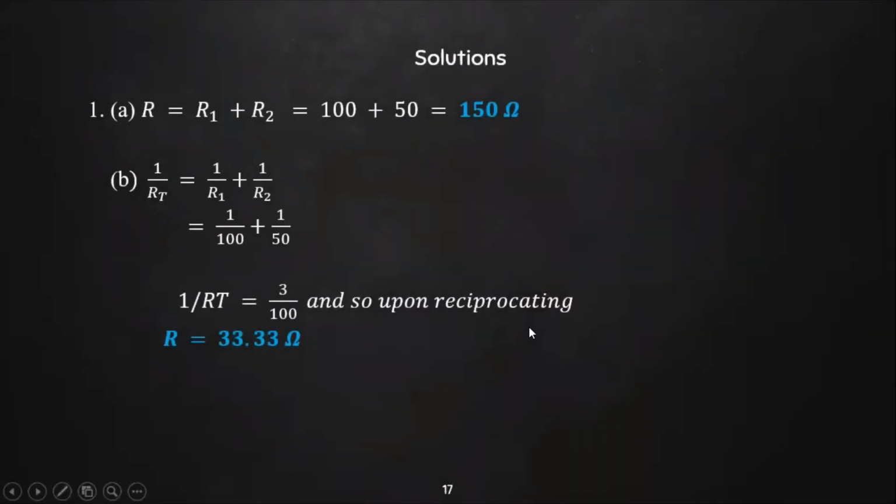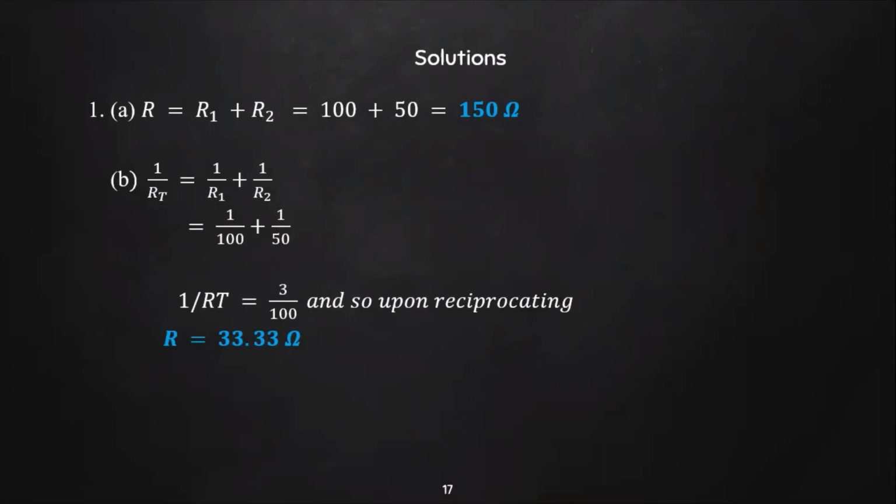Now moving on to the solution of question 1. For question 1, part A, we were supposed to find the total resistance in a series circuit. By using the formula for finding the total resistance, R equals R1 plus R2, our R1 is 100 and our R2 is 50. Adding both, 100 plus 50 equals 150 as our total resistance.